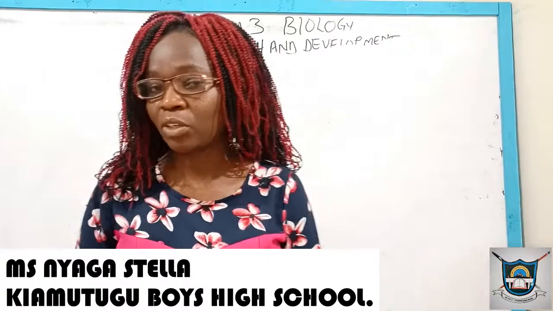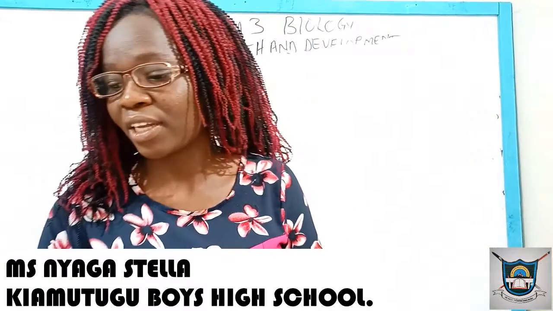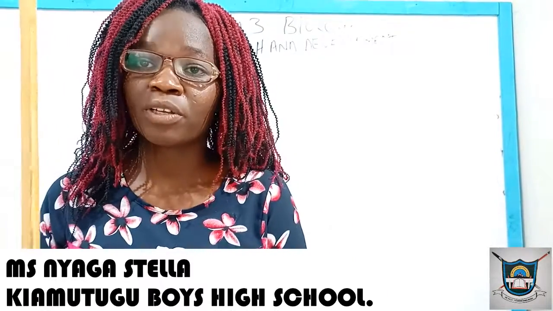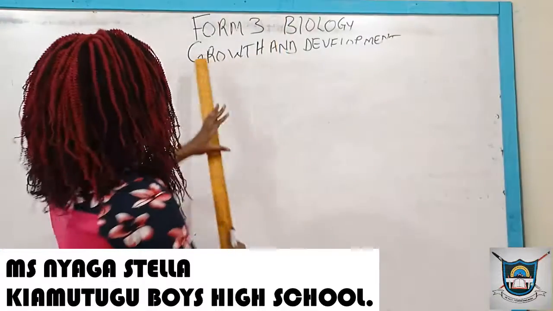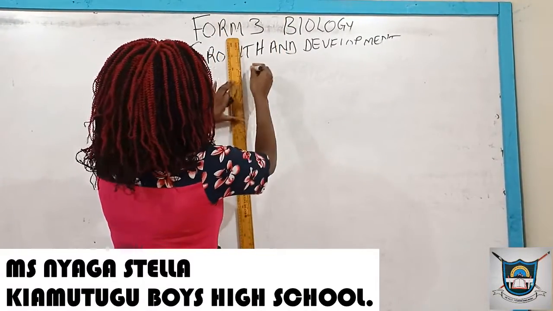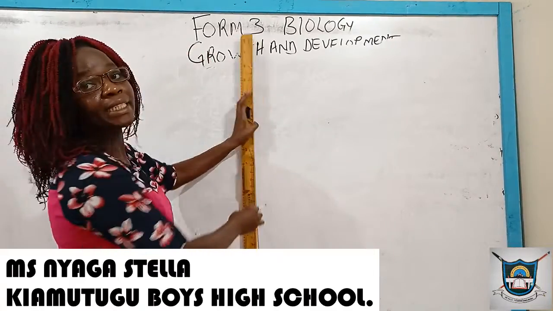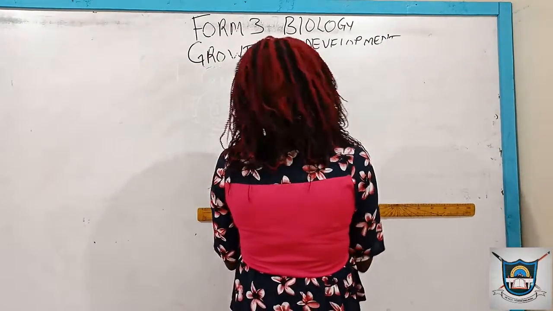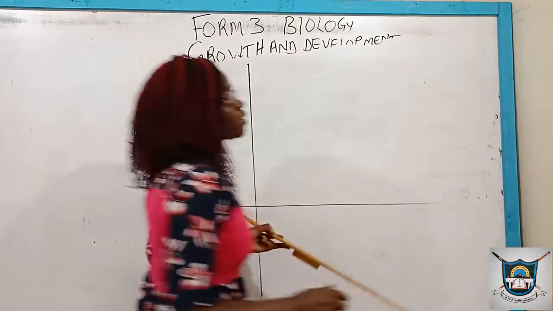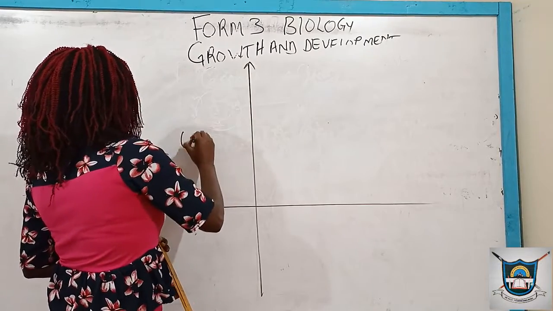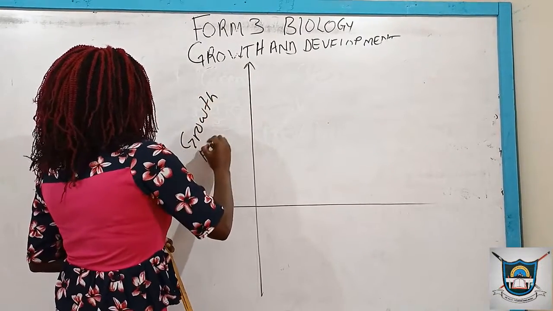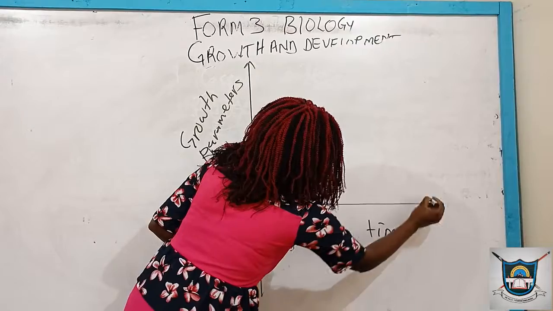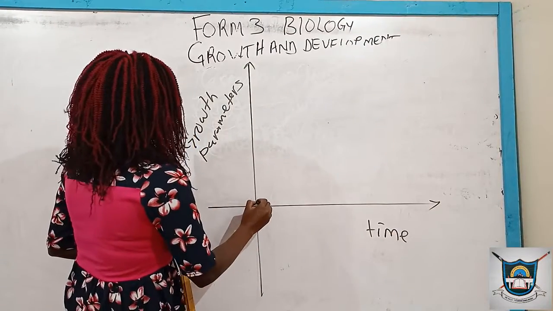On growth and development topic. Last time we looked at the graph of the parameters of growth when recorded over a given period of time, and we drew a graph, and we showed that the graph of growth parameters is an S shape, which is called a sigmoid graph. This one is the growth parameters of a given period of time. The curve looks like an S letter.